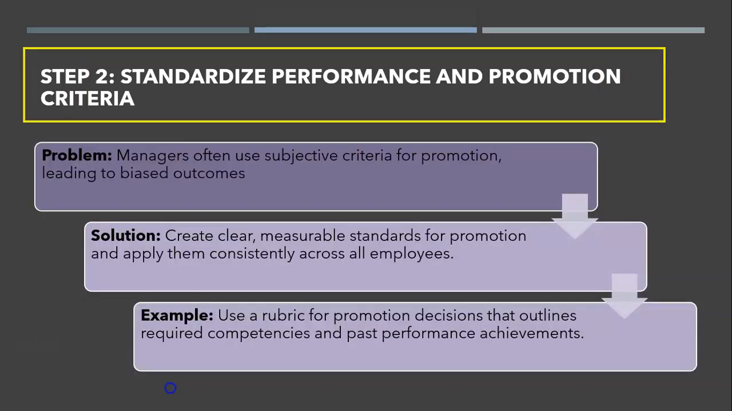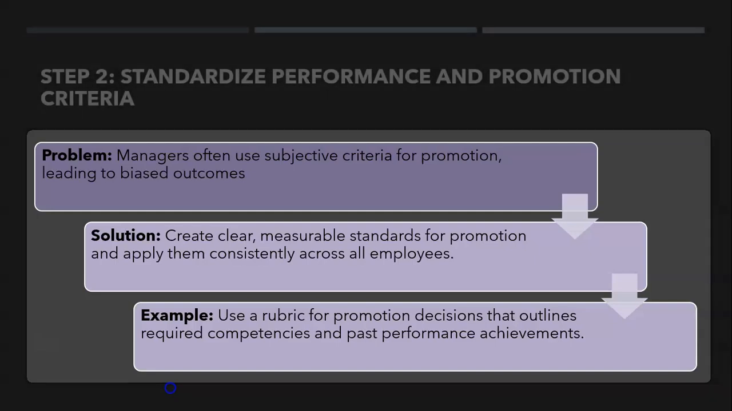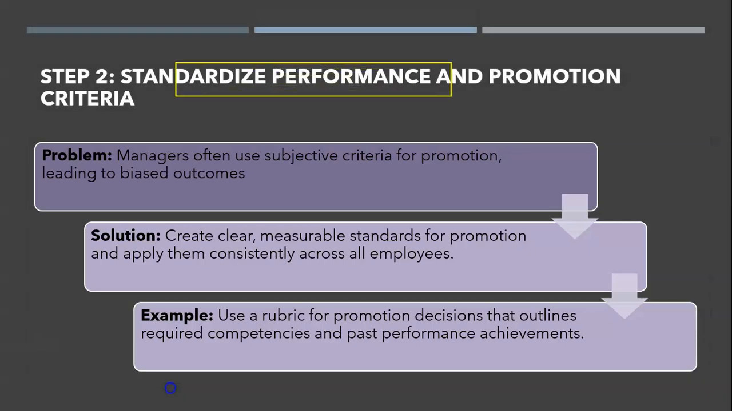Standardize performance and promotion criteria. Problem: managers often use subjective criteria for promotion, leading to biased outcomes. A bias interrupter: create clear, measurable standards for promotion and apply them consistently across all employees. For example, use a rubric for promotion decisions that outlines required competencies and past performance achievements.